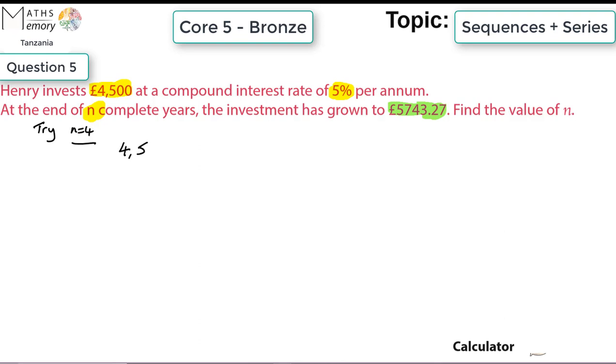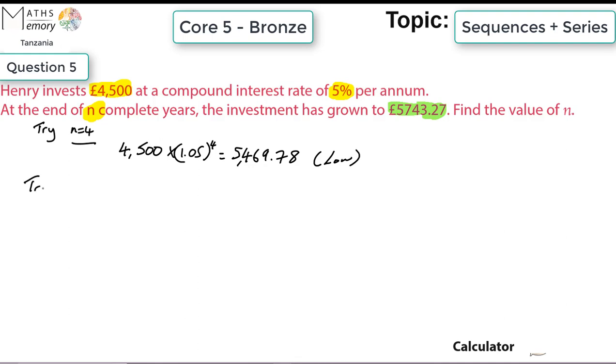So the basic setup is so critical over here: 4,500 times 1.05 to the power of 4. So if we do this, we're going to get 5469.78. Now, is this higher or lower than this £5,743? It's obviously lower. Okay, so we'll put too low over here.